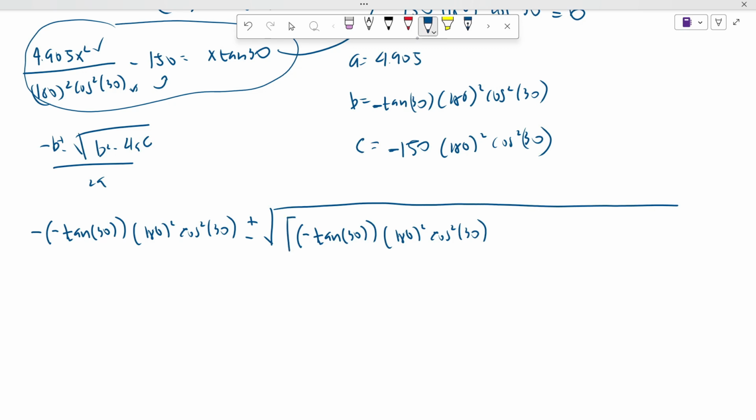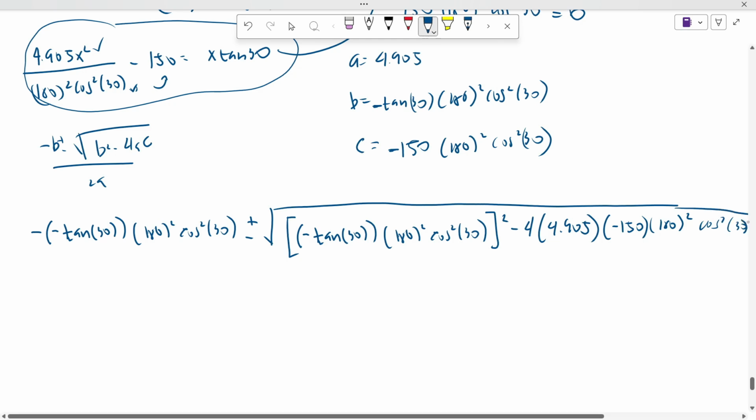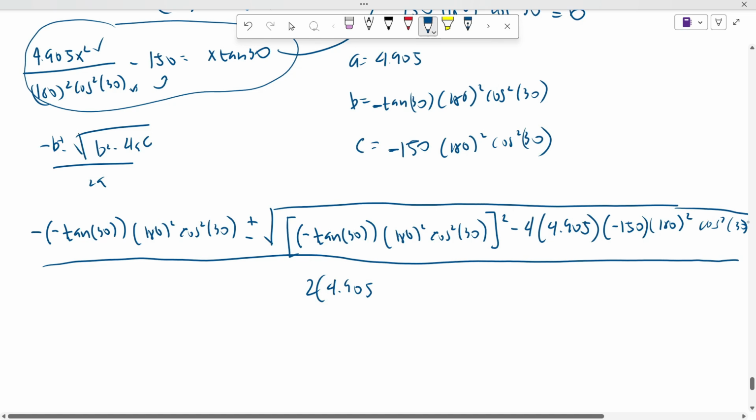Gets, guys? Kinopya ko lang yan since din yan yung B, then squared minus 4. What is the value of A? 4.905 for A. Then the C is negative 150. 180 squared, huwag kalimutan yung parenthesis, 4AC. So, ano pa? Cosine squared 30. This will be cosine squared 30, guys. So, over 2A, the value of A is 4.905.